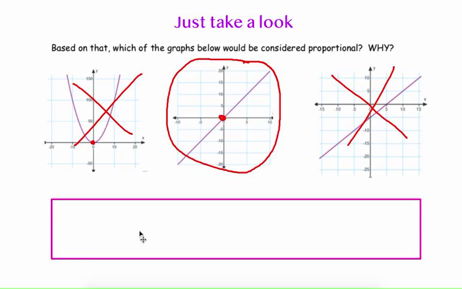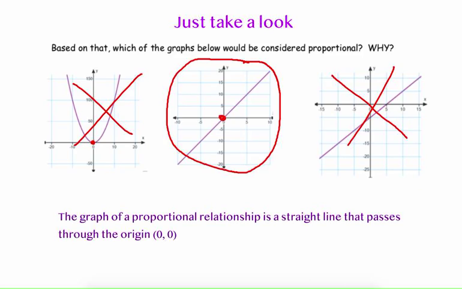So here's the final, very clear, conclusive statement for proportionality from a graph. And this is what I want you guys to copy down. Okay? I'm going to write, you must write this. It says, the graph of a proportional relationship is a straight line that passes through the origin. If this is true, then your graph is proportional.